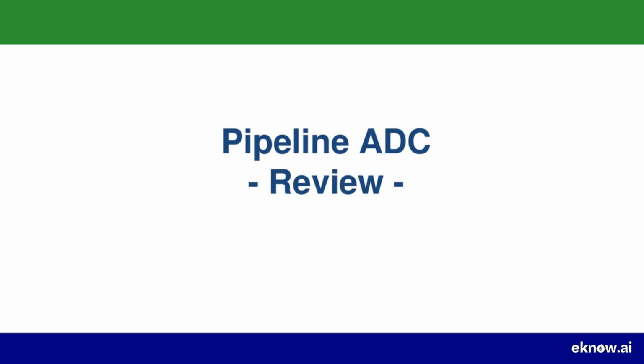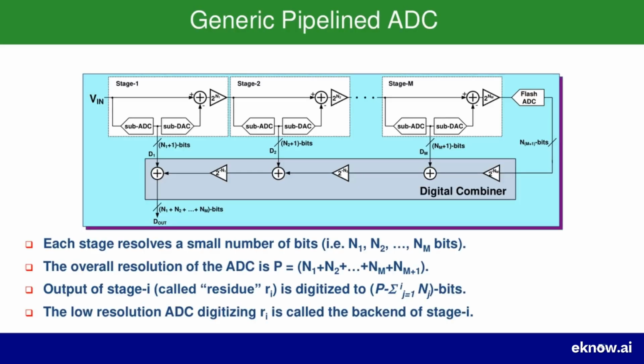So, in this review, we'll be recapping this fundamental structure, looking at the building blocks within each stage, and likely moving on to discuss the real-world challenges and sources of error that can affect their performance. This diagram shows us the architecture of what's called a generic pipelined ADC. The core idea behind a pipelined ADC is divide and conquer.